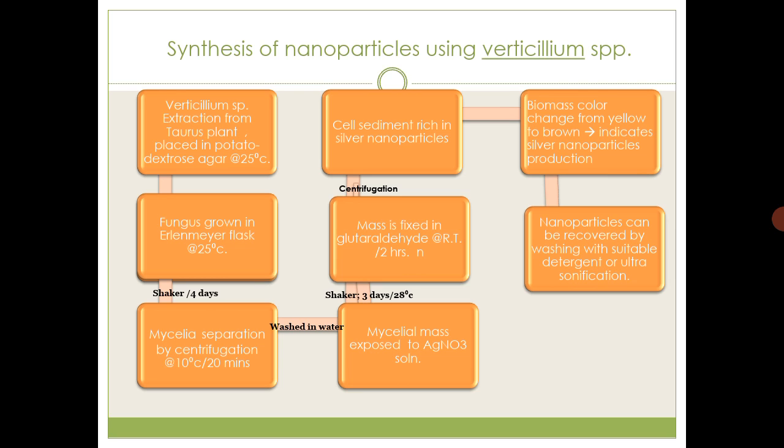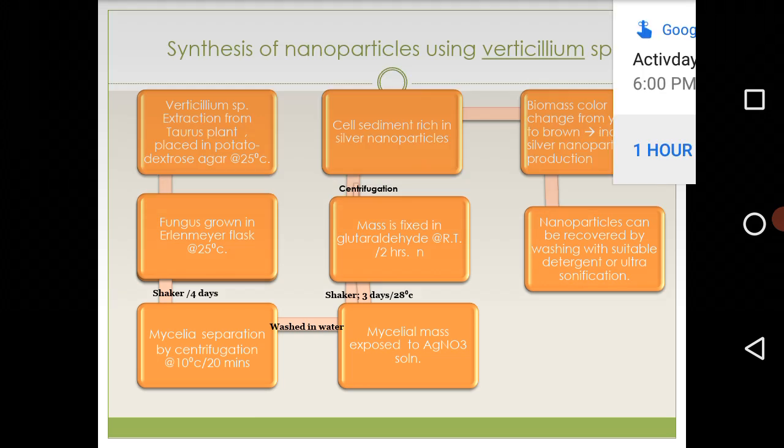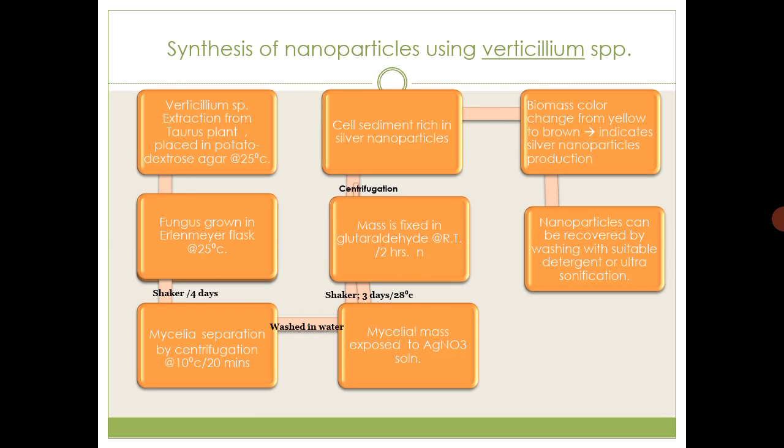First, we have to extract the Verticillium species from the torus plant, and place it in the potato dextrose agar at 25 degrees Celsius. The next step is that the fungus should be grown only in the Erlenmeyer flask, which is essential for its growth, containing the MGYP medium.